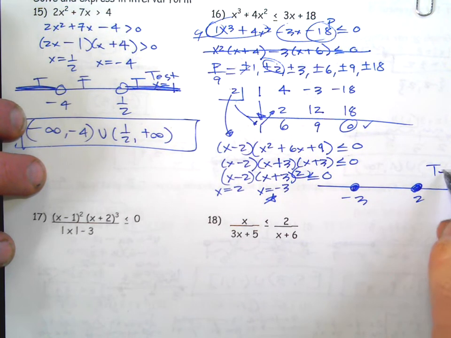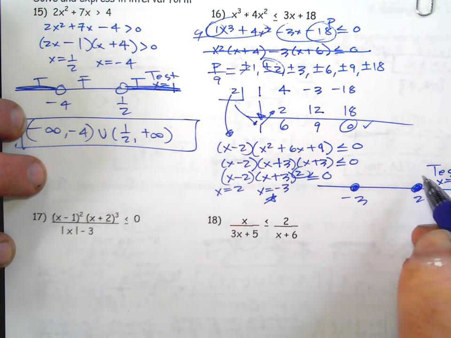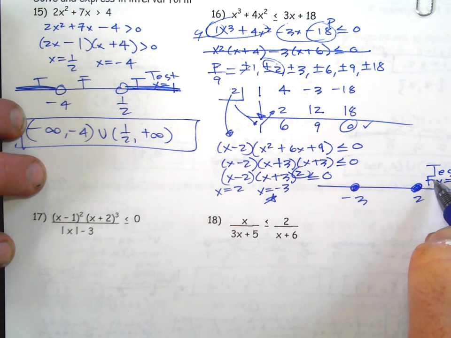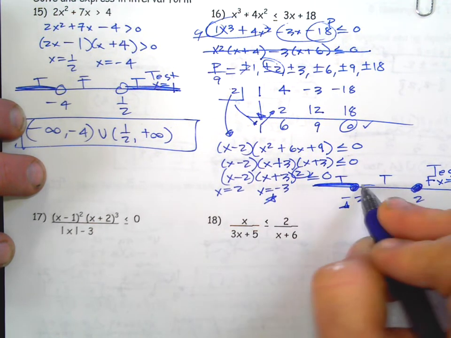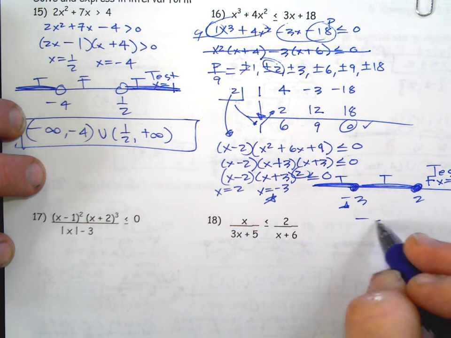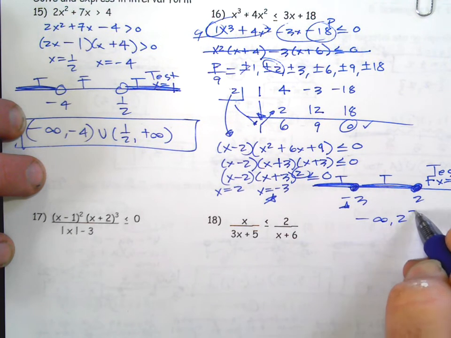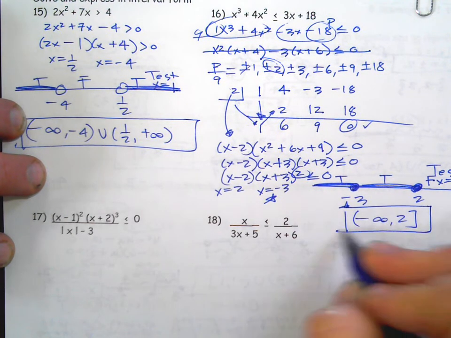Test a value. Tell me what you're testing. Far right, it's my favorite. Everything's positive, which is false. True, true. Stays true on both sides there. So your answer is negative infinity to 2. Don't break it up at negative 3 because it's solid dot. If it was open dot, you got to break it up.